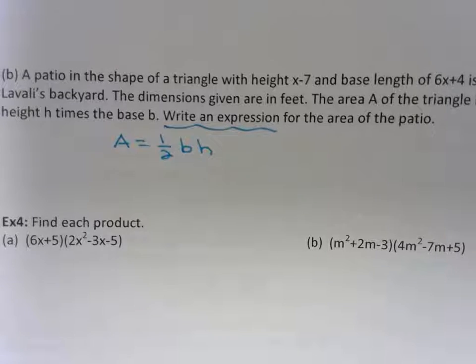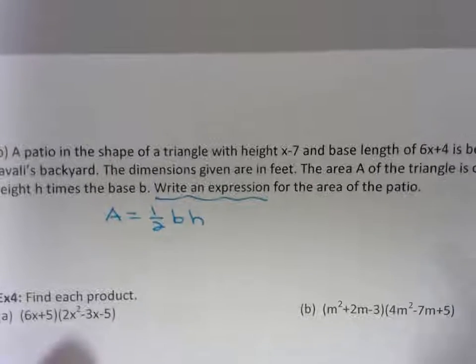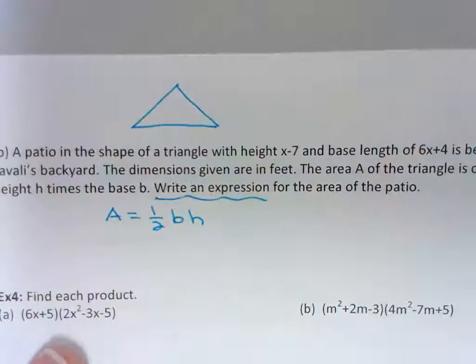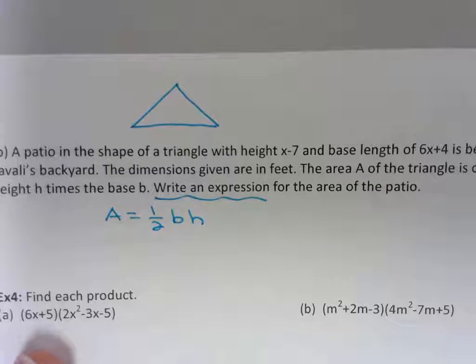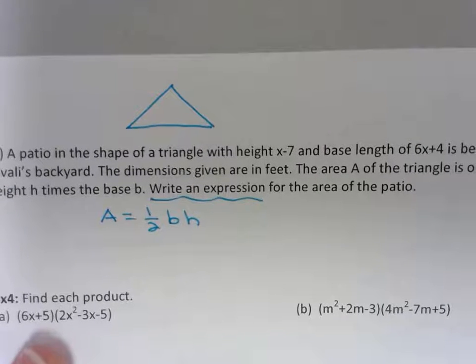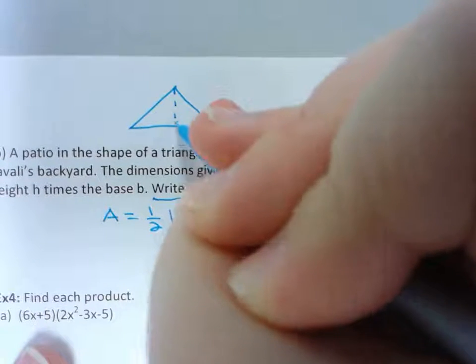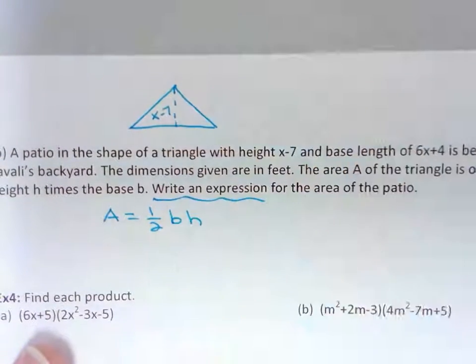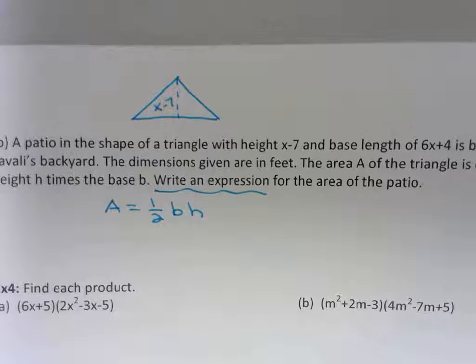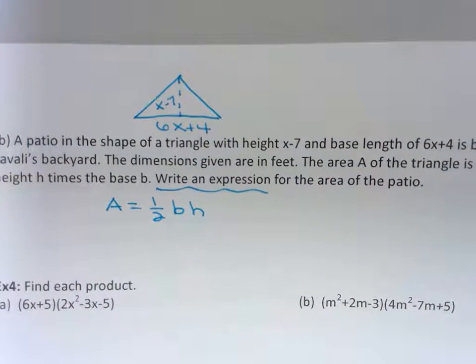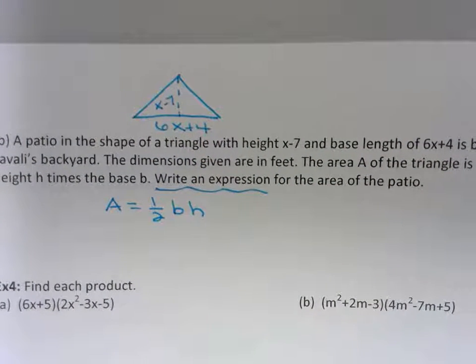Now as I go through, we can draw a picture real quick. Here's my triangle, my patio. I have a height, x minus 7. So how do I represent the height of a triangle? From the top point, you go straight up. Like that. Yep. So that is x minus 7. That is the height. And I have a base length of 6x plus 4. So where's the base? Yeah, 6x plus 4. That whole bottom part is my base. So if you want to draw a picture, you can. They might give you a picture. Just depends.